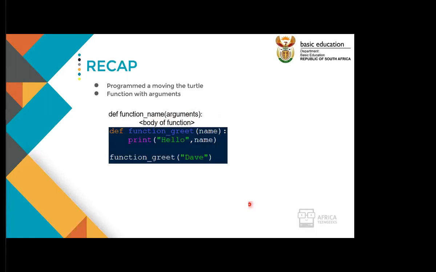But the first example I gave you was the definition for function greet. We sent through the person's name. We had print hello name, and the program started with function greet, and we sent through the word Dave, in this case the name Dave. That was the first one.